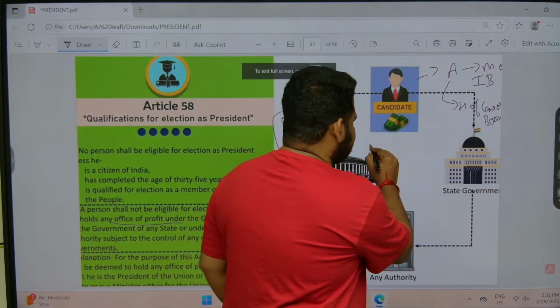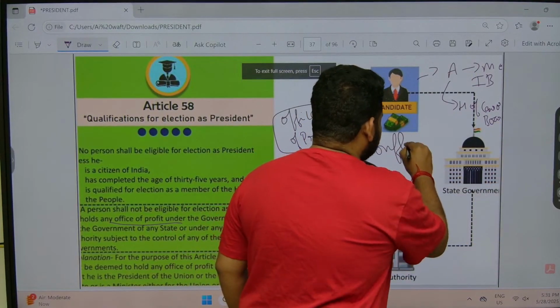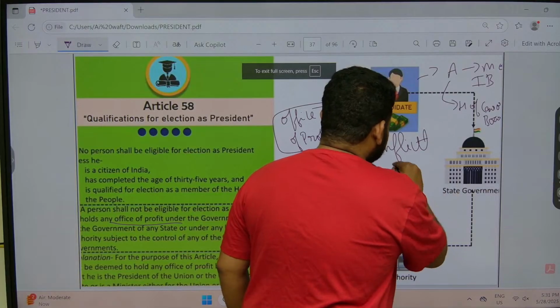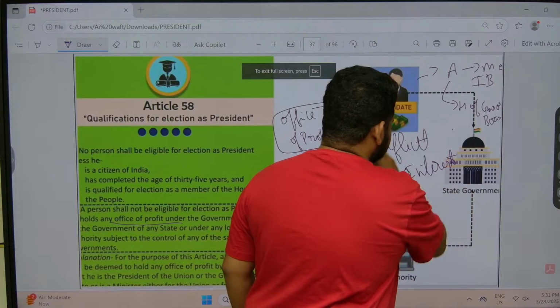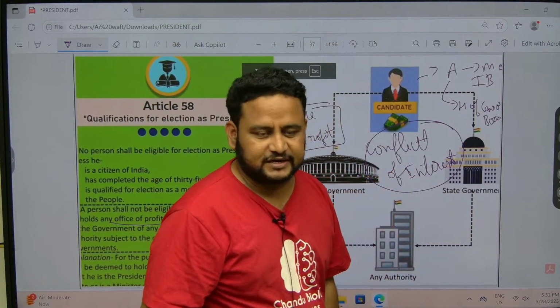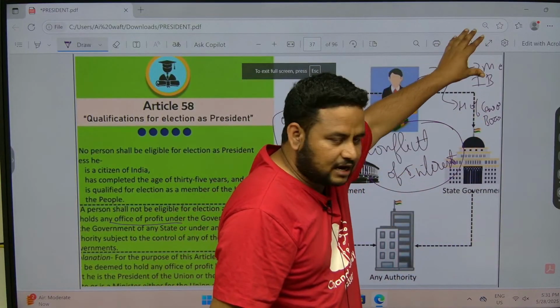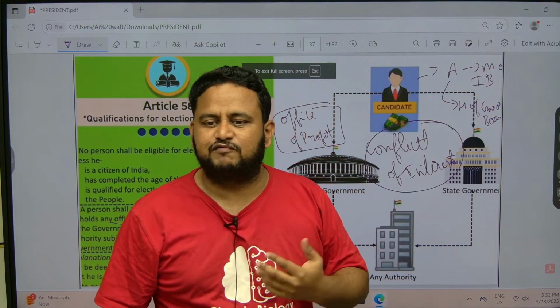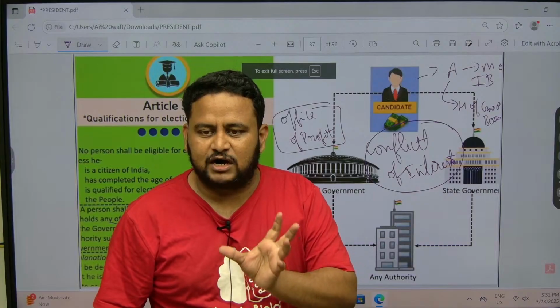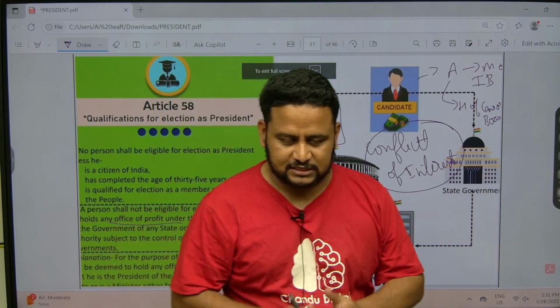So here what we are having is something called conflict of interest. Office of profit means conflict of interest. This interest is having another interest. This interest and this interest are conflicting with each other. That is the meaning of office of profit. That is why the word profit is used. Got it? Suppose, listen carefully.